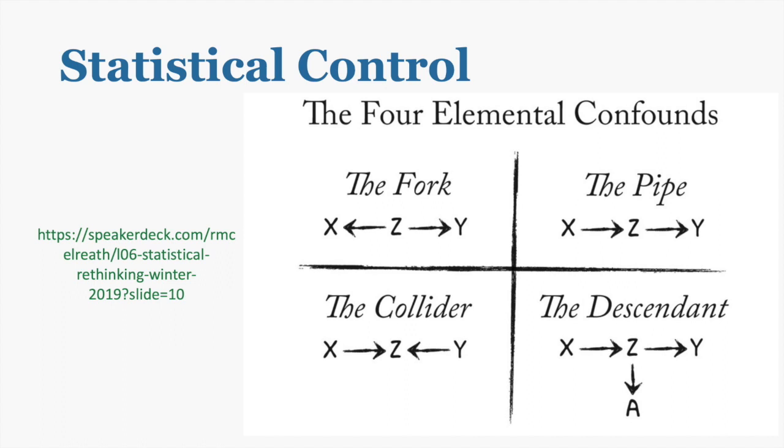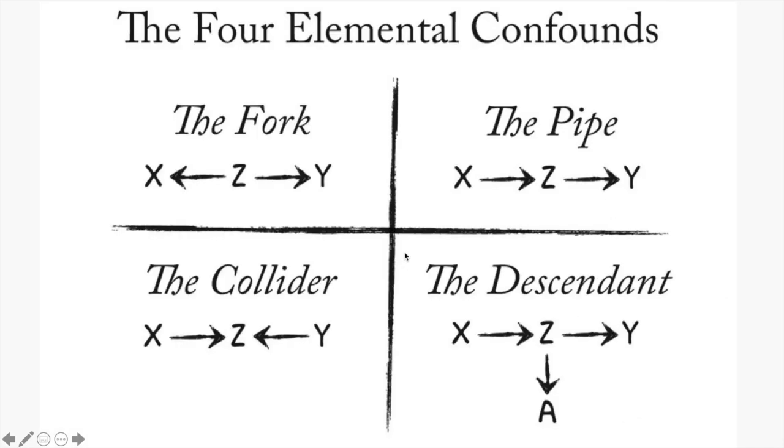So when you're thinking about statistical control, I really like using the 4 elemental confounds to help you think about ways or variables that you should control for. The link to this in more details is here. We have 4 of these: the fork, the pipe, the collider, and the descendant. When it's the fork, this third variable we'll call z is actually what's causing both y and x. So x and y have a relationship because z is causing both of them. That's the fork.